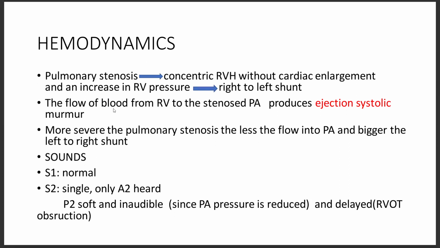The shunt murmur is not produced because there is a large ventricular septal defect. Only the ejection systolic murmur is produced in the case of tetralogy of Fallot. The more severe the pulmonary stenosis, the less the flow into the pulmonary artery and the bigger the right to left shunt. On examination, S1 is normal, S2 is single, only the A2 part is heard. The pulmonary part is soft and inaudible since the pulmonary artery pressure is reduced and there is delayed RVOT obstruction. Because of that, the single S2 is there.